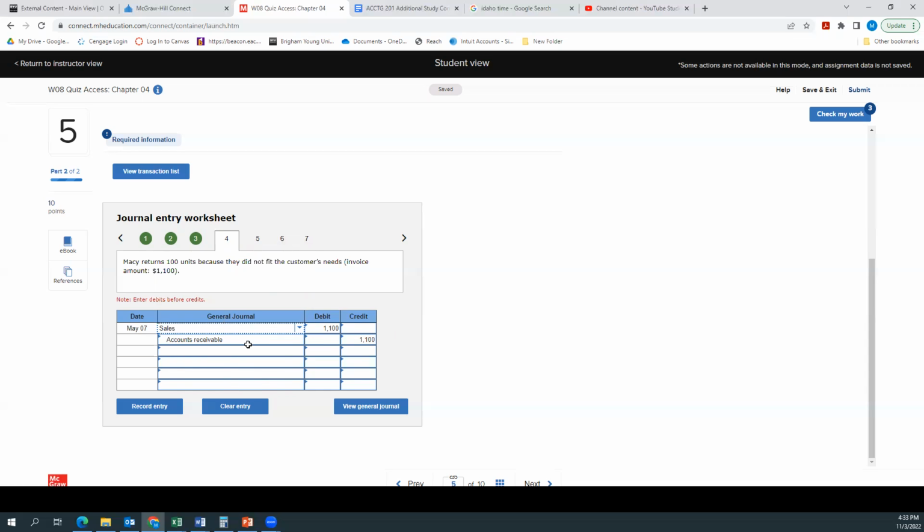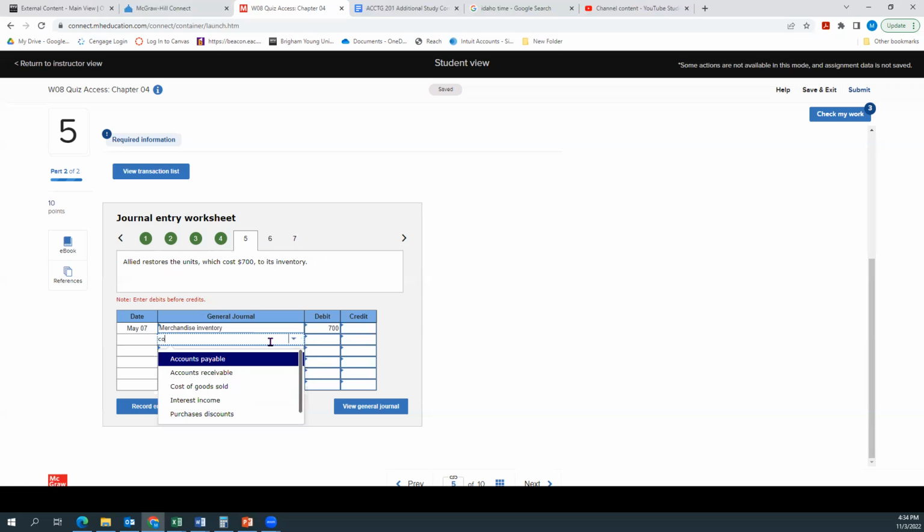So the first entry here is going to be a debit to sales and a credit to accounts receivable, the first entry on this return. Okay. So then when I go to this one, now I want to record this at the cost. I'm going to debit merchandise inventory, so increase that account by 700. And I'm going to reduce my cost of goods sold. Why? Because I didn't sell them, right? I have them back in my account.